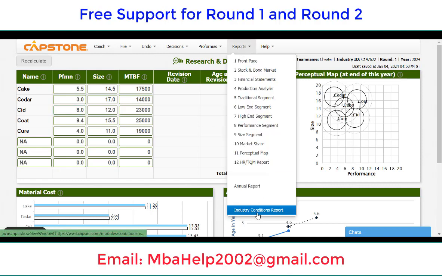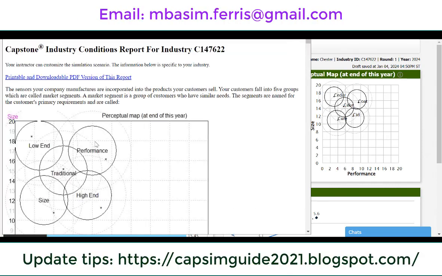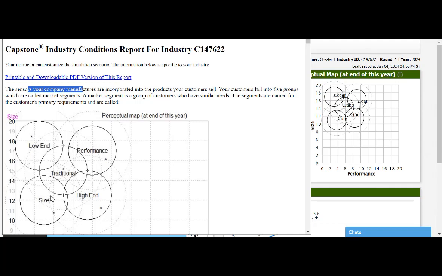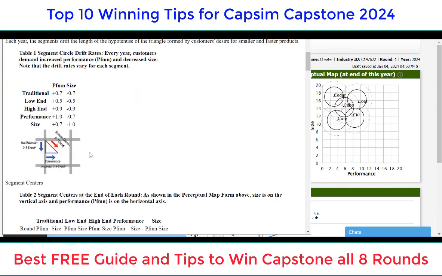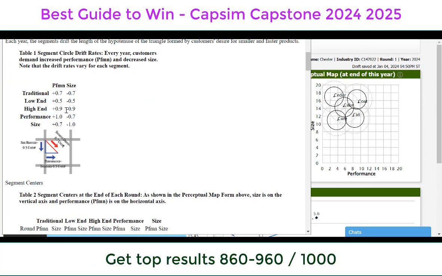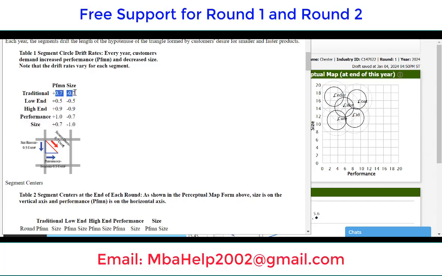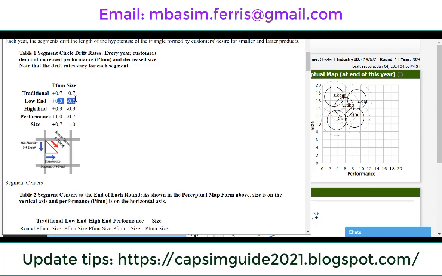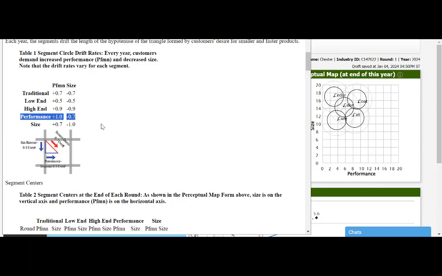So the first tip is you check the industry condition report to see we have 5 products in the sensor industry, right? And we have 5 products: low end, traditional, high end, performance, and size here. Each round we need to update the product by increasing performance and reducing size differently for the 5 segments: traditional, low end, high end. You see traditional we increase 0.7 and reduce size by 0.7, low end 0.5, high end 0.9, and performance at 1 and 0.7.